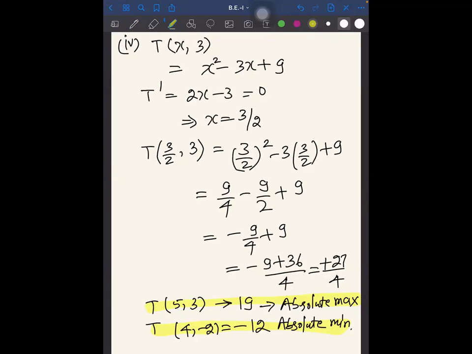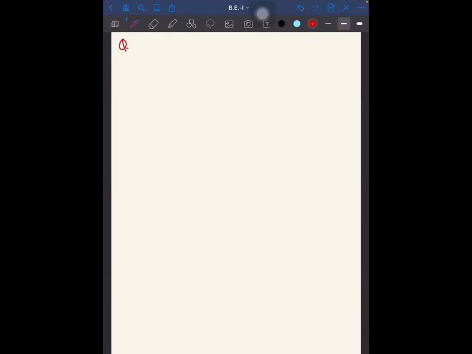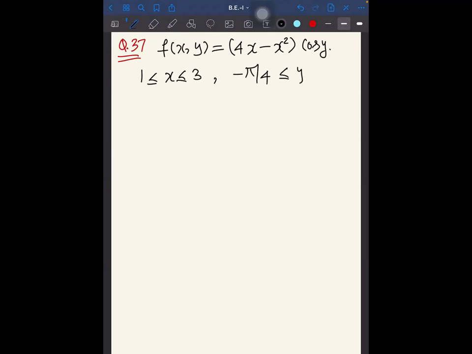Okay. So let's do a few more questions. This is question number 37. We have f of x, y is equal to 4x minus x square cos y, and the plate is given to be x lying between 1 to 3 and y lying between minus pi by 4 to pi by 4.